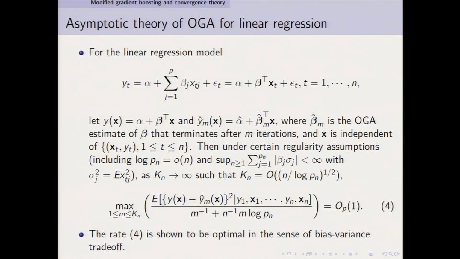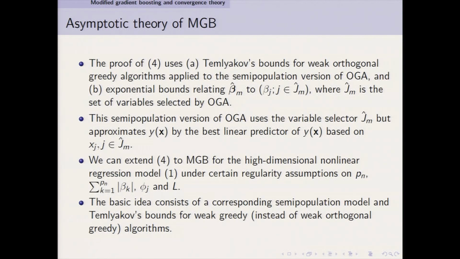So to finish up, the basic idea about this OGA, for linear regression, as I said, is that we have this convergence rate. In the paper with Ng, that was what we proved. Now, essentially, we try to do similar things, to imitate that theory.